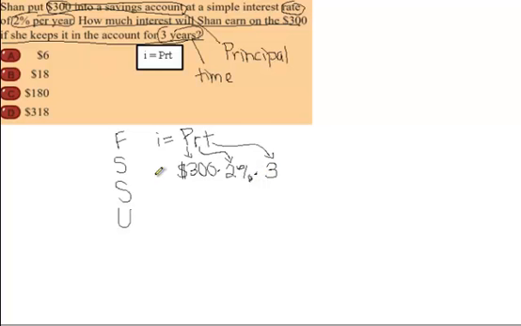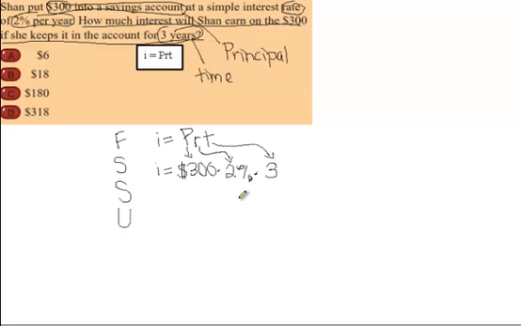So basically, what we're trying to solve for is how much interest Shan will earn. So basically, how much money is she going to earn just by leaving her money in the bank? And all you have to do is take 300, multiply it by 2%, and multiply that by 3. But here's the thing a lot of people messed up on.